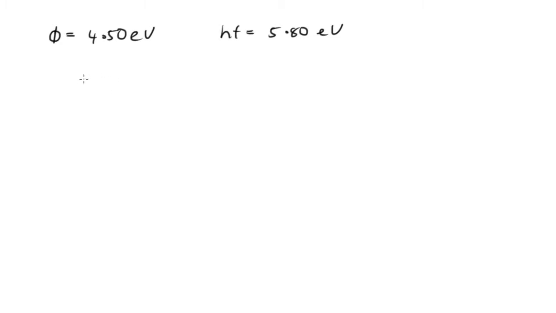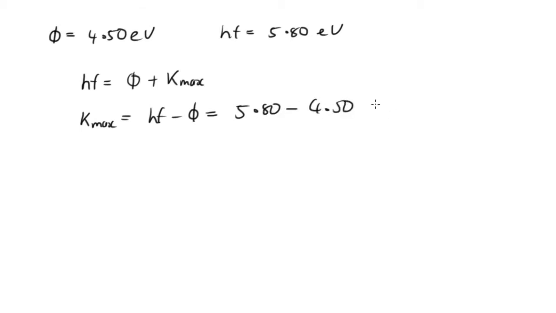So our photoelectric effect equation tells us that the energy of the photon is equal to the work function plus the maximum kinetic energy. And we're trying to work out the maximum speed of the electron. So we can get that once we know what the maximum kinetic energy is. Okay, so the maximum kinetic energy is equal to hf minus phi. So that is equal to 5.80 minus 4.50, and that's in electron volts. So this is equal to 1.30 electron volts.